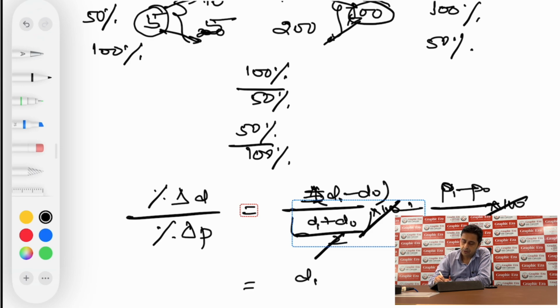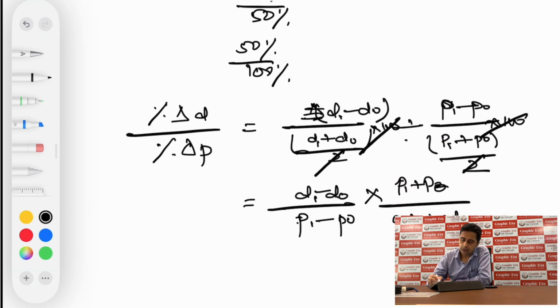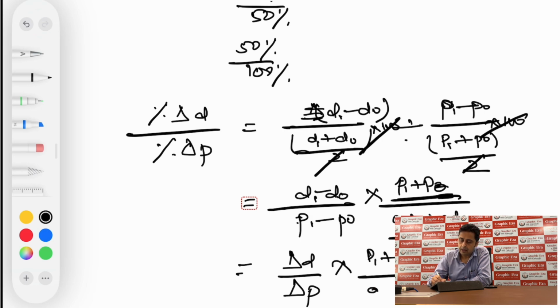So what you get is a formula which is very similar to the previous one: d1 minus d0 upon p1 minus p0, into, instead of the original p, p1 plus p0 and qd1 plus qd0. So now if you compare this with the previous formula, the only change happens here. It is still the formula for slope, change in demand upon change in price, into the average of the price and the demand, which is p1 plus p0 upon 2, and qd1 plus qd0 upon 2. So instead of the original p0 or qd0, we are now taking the average, and since these were divided by 2, the 2s cancel, and the formula is what I just talked about. This much is the formula.